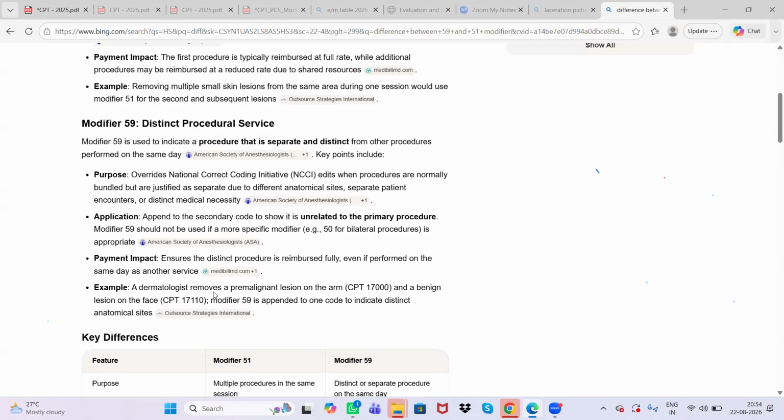A dermatologist removes a pre-malignant lesion on the arm and a benign lesion on the face. How many procedures are being performed in the example? 2 procedures. Right. A pre-malignant lesion is being removed from the arm and also a benign lesion on the face. Is that a different anatomical area? Yes. We can append the 59 modifier in these scenarios.